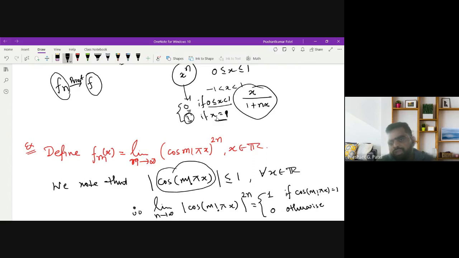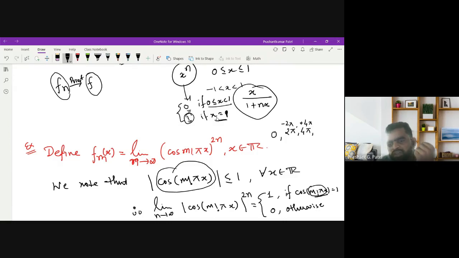If it is not equal to 1, that means it has to be between -1 and 1. In that case, since it is a power 2n, there is no problem with the -1 and 1. It is always between 0 and 1 because it is power 2n. So otherwise it will be 0, and if it is equal to 1, then it is 1. This value equals 1 when the quantity is of the form 0, 2 pi, 4 pi, or -2 pi, -4 pi, and so on.